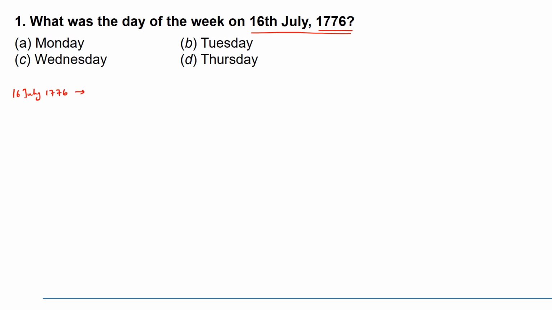1776 can be written as 1600 plus 100 plus 75. So this will be equal to 1775 plus remaining months and days. Okay. So the year 1600 has got 0 odd days. 100 years has got 5 odd days.